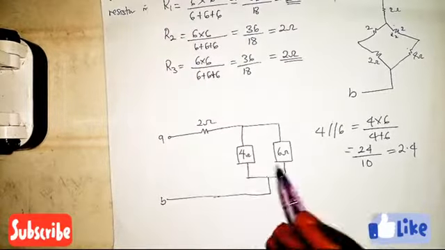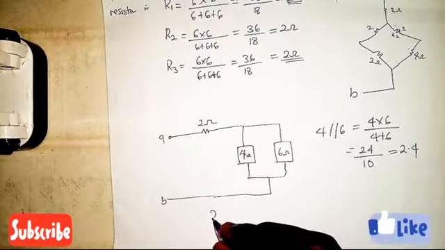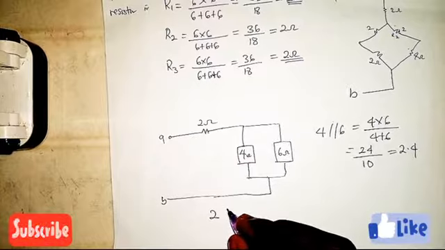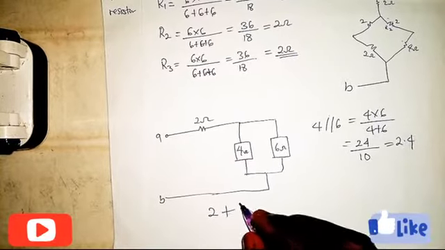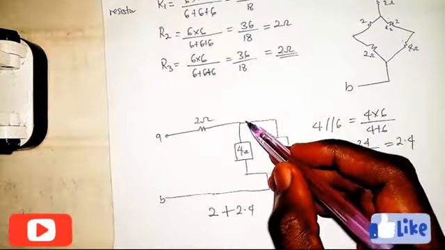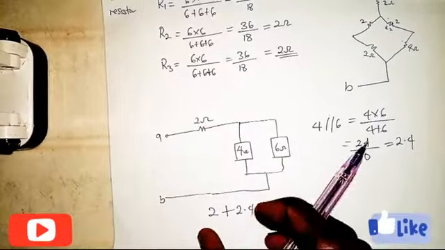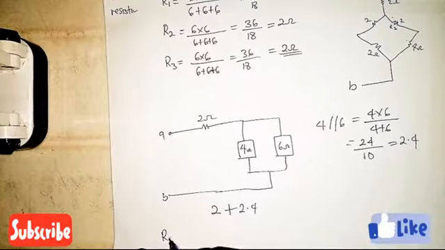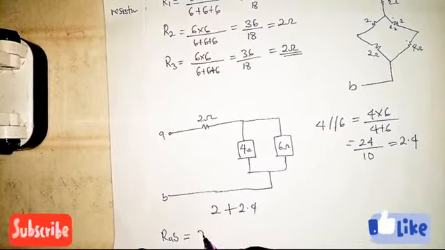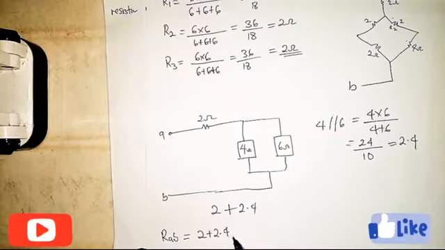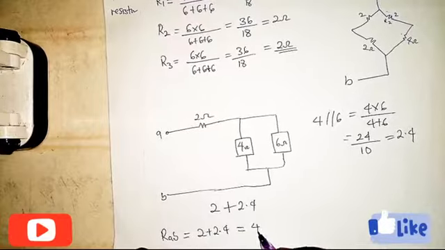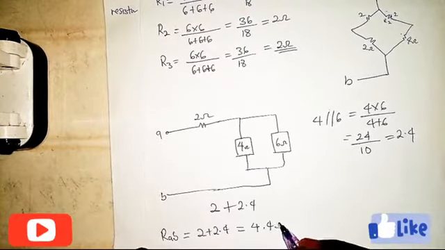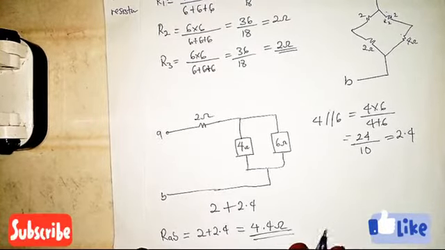So we finally have that R2 is in series with 2.4. Therefore our total resistance at terminal AB is given by 2 plus 2.4, which equals 4.4 ohm, the value of resistance.